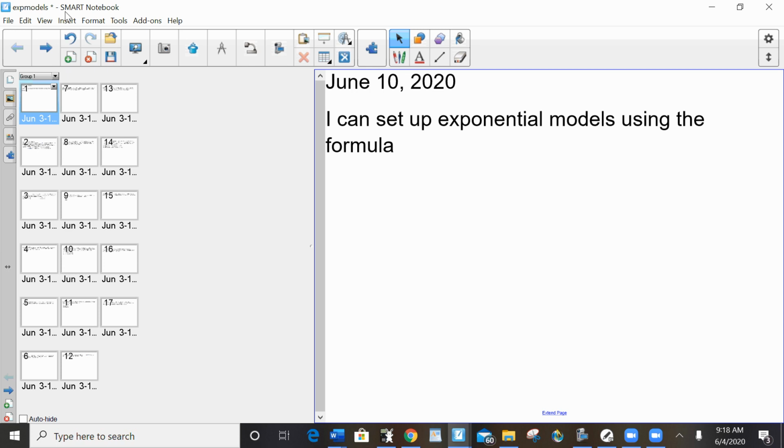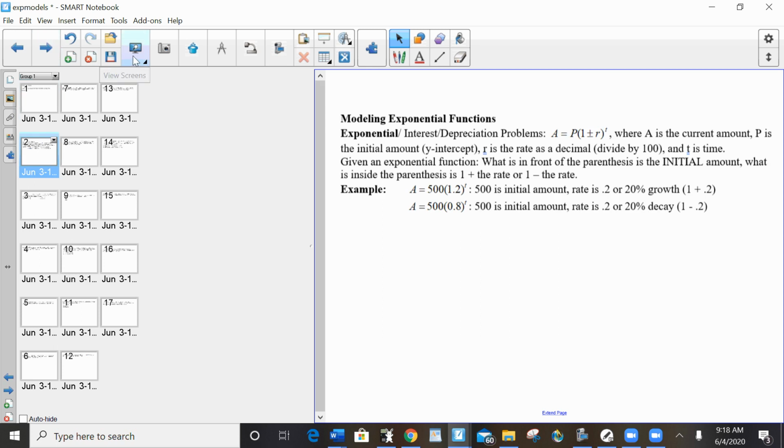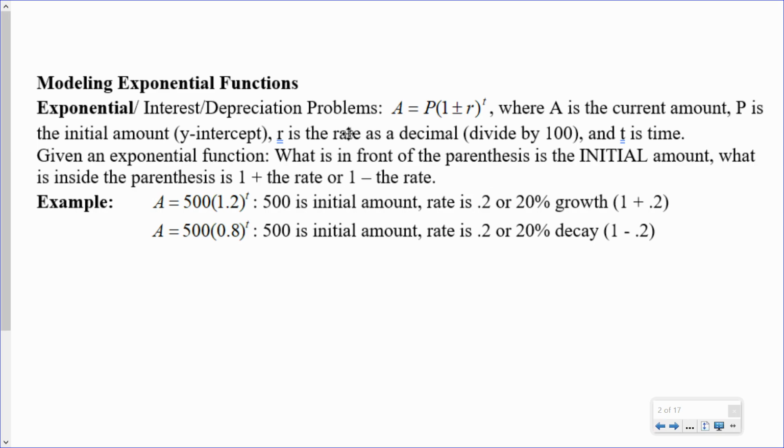This is going to be the last lesson that we're going to be doing other than review for your test. I can set up exponential models using the formula. So this is an easier version of what you've done in Algebra 2. This is the Algebra 1 version of it. And our formula, there's no compounding. It's just A equals principal parentheses 1 plus or minus the rate to the power of time.